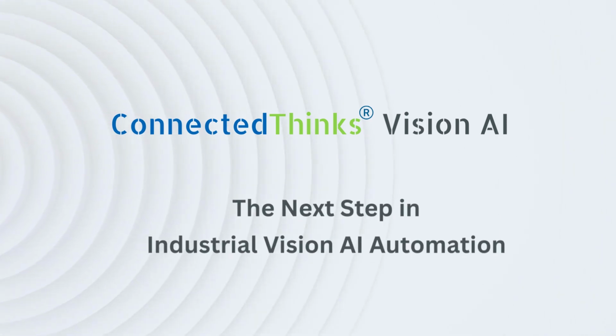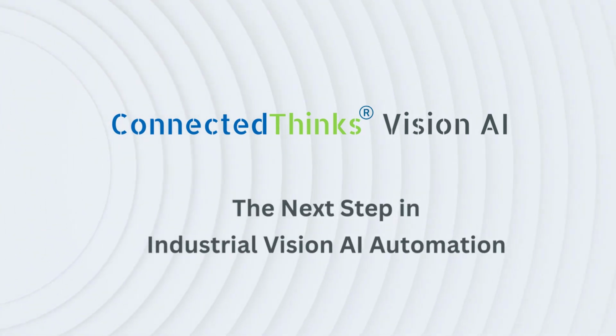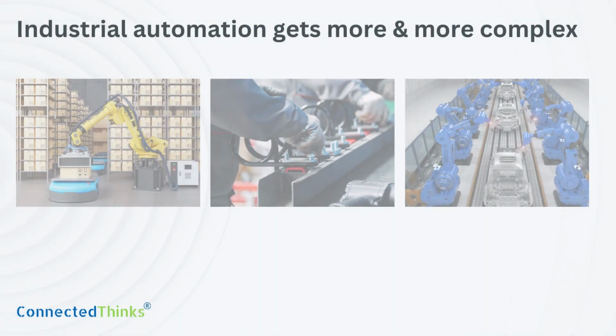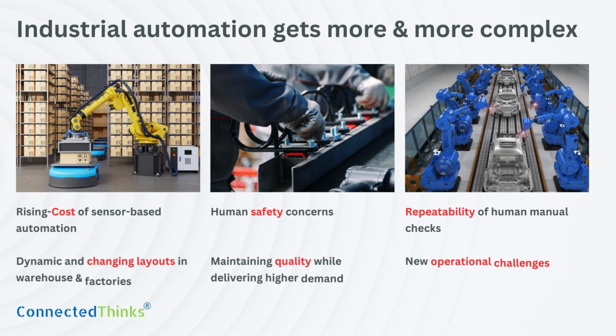ConnectedThinks Vision AI. The next step in industrial vision AI automation. Industrial automation gets more and more complex with cost, quality, and safety concerns.